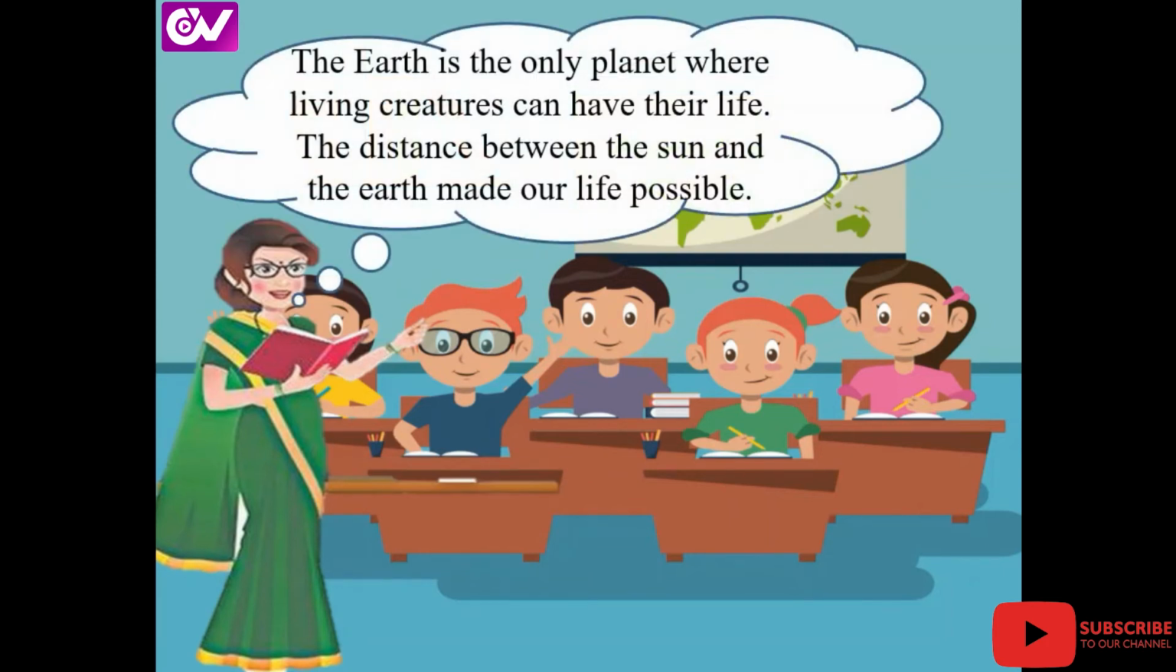The earth is the only planet where living creatures can have their life. The distance between the sun and the earth made our life possible. There are 8 planets in total. Of those 8 planets, earth is the only planet where we can survive easily, because the distance between the sun and the earth made life possible and easy.